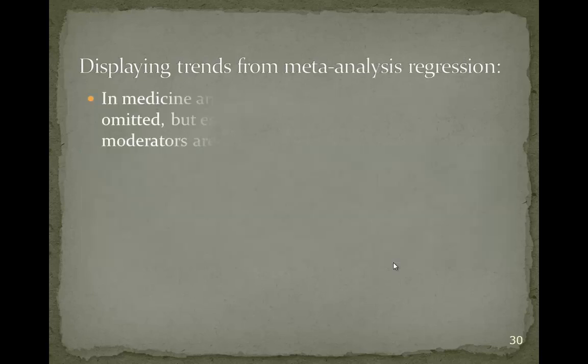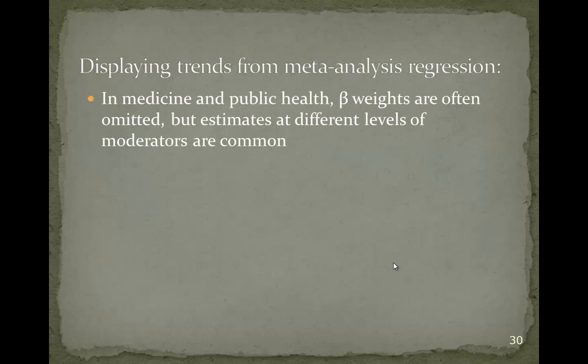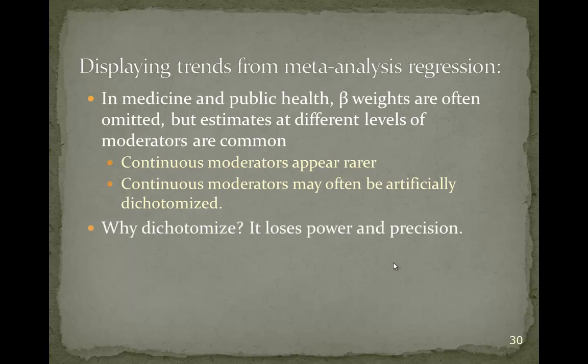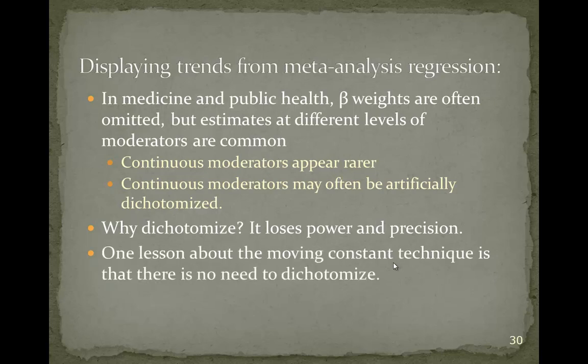Okay, if you look at medicine and public health, you rarely see the unstandardized or standardized weights presented in published meta-analyses, but they do show you estimates at different levels of moderators. It's quite common. Continuous moderators are much rarer, and maybe sometimes they're artificially dichotomizing continuous moderators, which is not a good thing because you lose power and precision when you dichotomize variables that are actually supposed to have linear effects across. So one lesson about the moving constant technique is that there's no need to dichotomize.